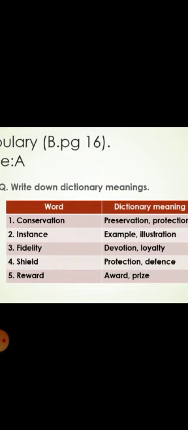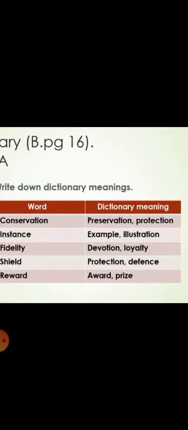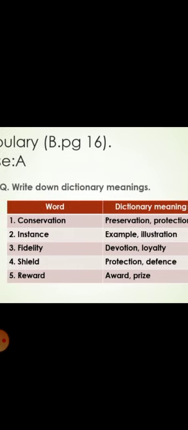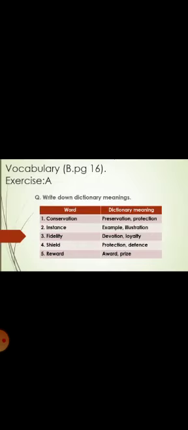Your first word is conservation. Meaning of conservation is preservation or protection. Number 2 is instance. Instance means example or illustration. Number 3 word is fidelity. Fidelity means devotion or loyalty. Number 4 is shield. Shield means protection or defense. Word number 5 is reward, and reward means award or prize. I hope that you have found the correct meanings of all these words.